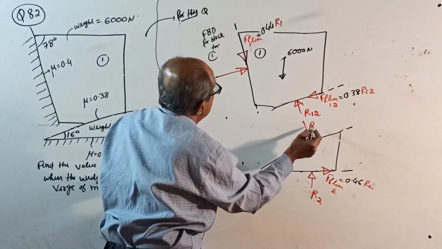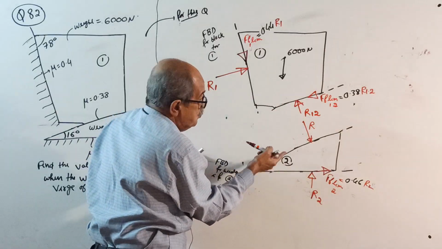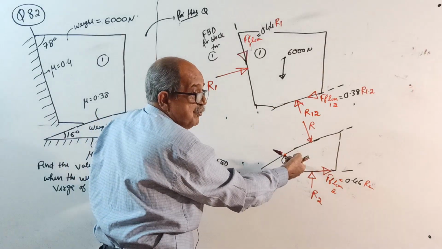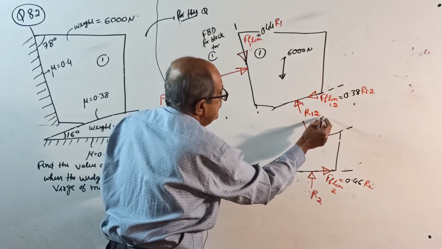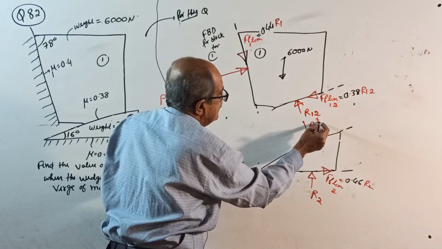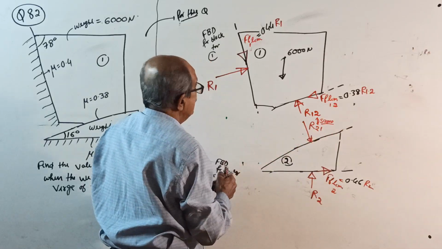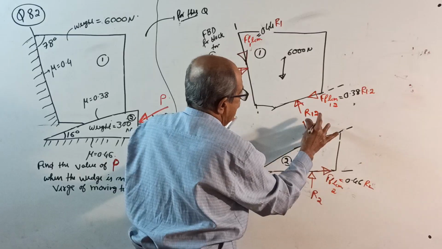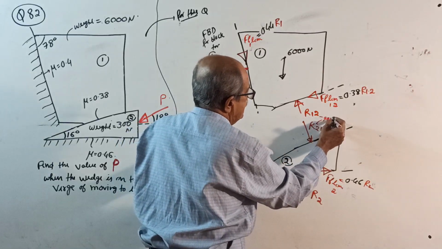It is R12. This is the force transferred to 2, that is the wedge, from 1, R21. These two are equal, same magnitude, only in different directions. You can write equal there, what I wrote earlier.